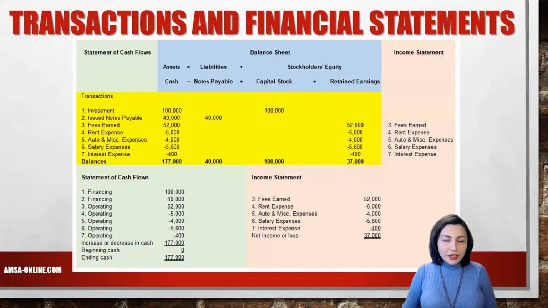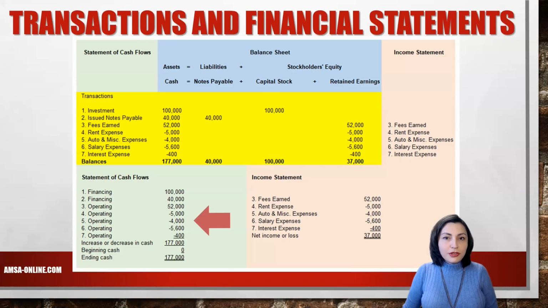Under the income statement column, rent expense will appear as a decrease of $5,000. Let's look at another expense transaction. In this transaction, the company paid automobile expenses of $2,500 and miscellaneous expenses of $1,500.